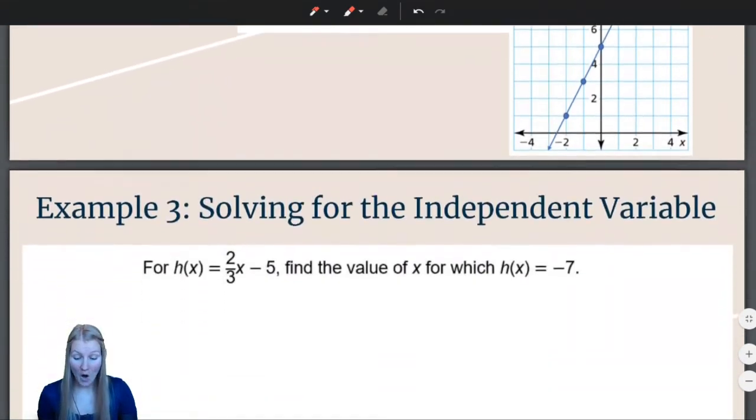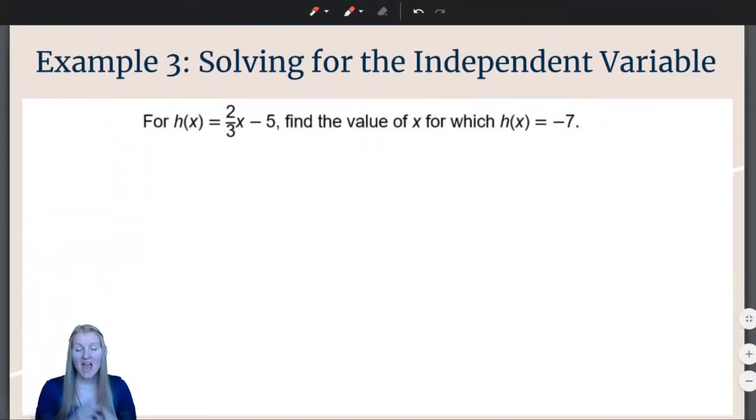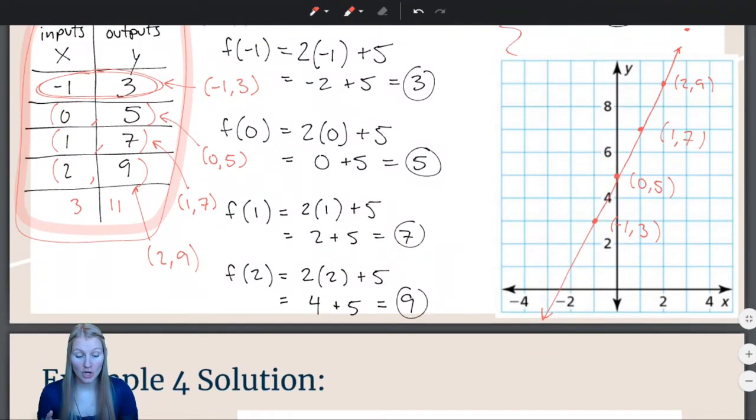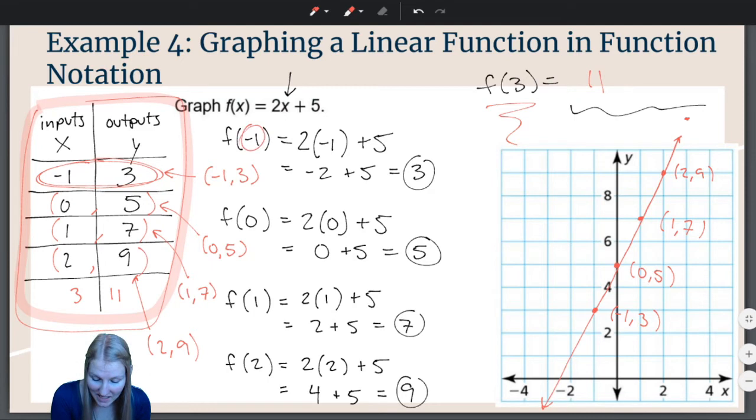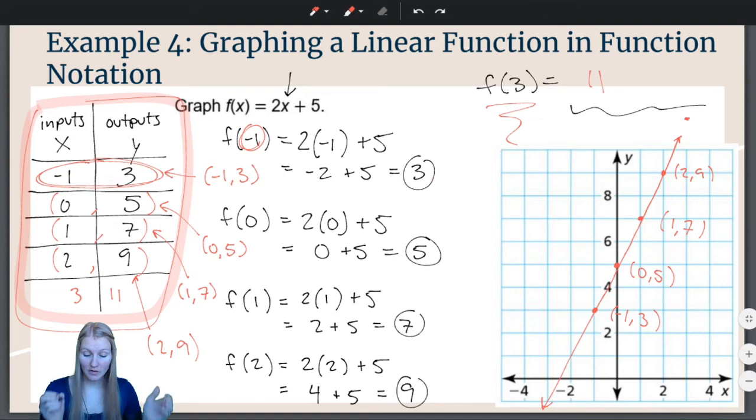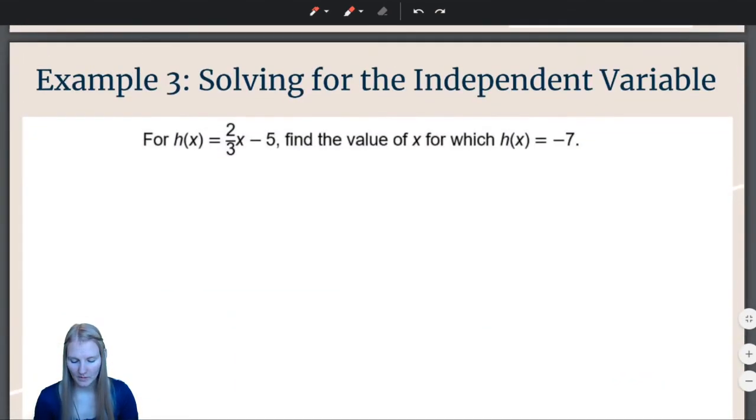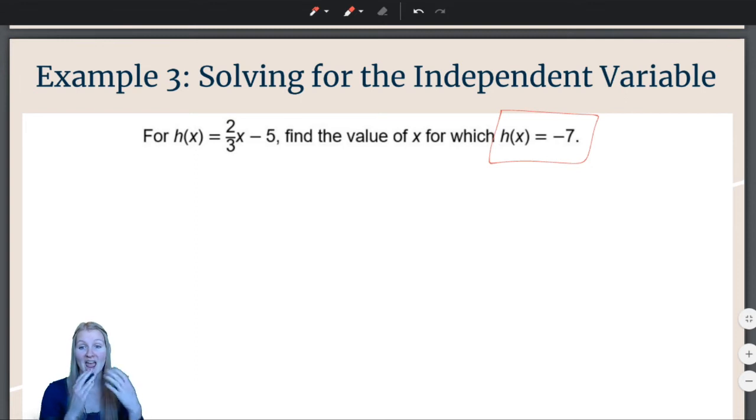Okay. Now we're going to move on to example 3. And the reason I wanted to do this in different orders is because we know how to take an input and find an output. We learned that in the last video. If x is equal to -1, then find f of x. In example 3, what we're going to do is I'm telling you h of x equals -7. What is x? What do we need x to be in order for h of x to equal -7?